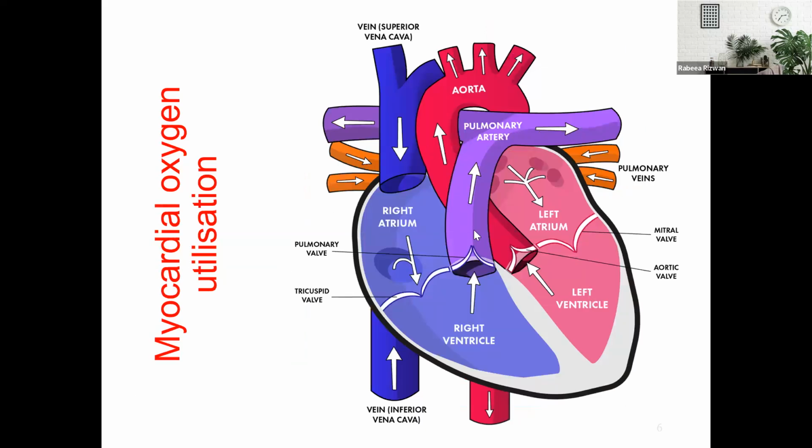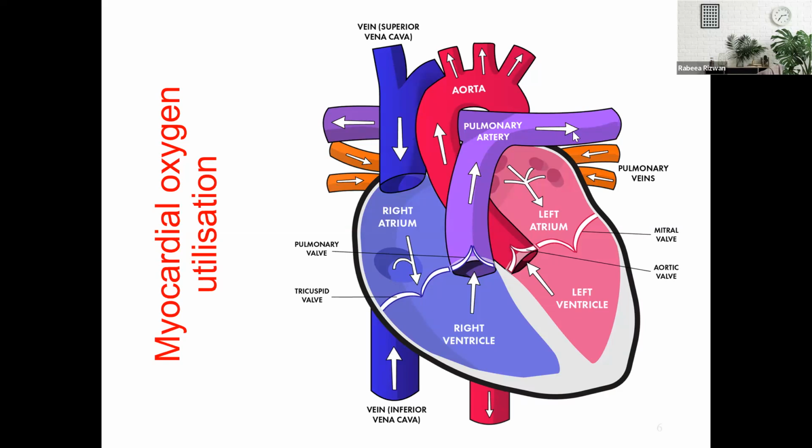And what other structures does the heart have that also play vital functions? Okay. First is the pulmonary artery. Then second is the aorta. Then third is the pulmonary vein. Then the superior and inferior vena cava. So what are actually the functions of these veins and arteries?